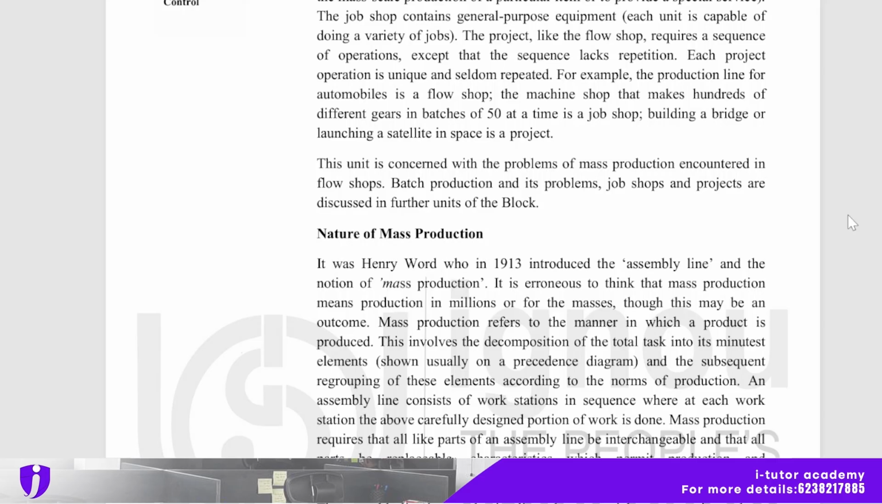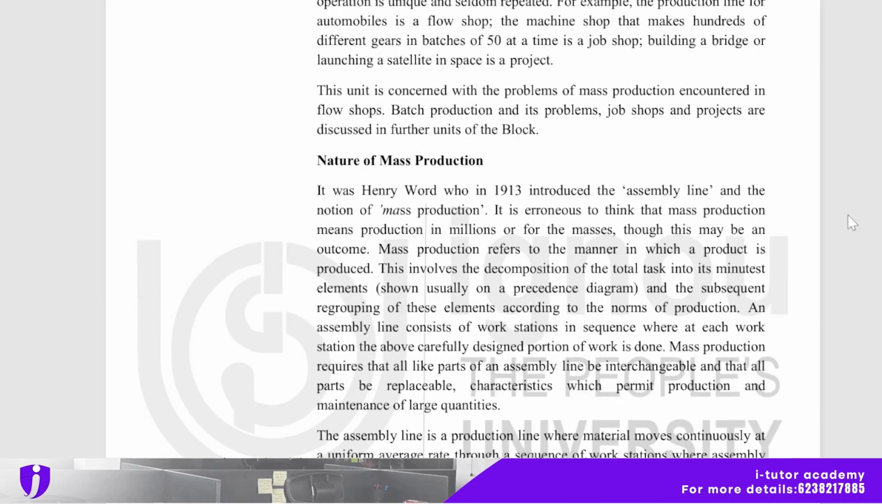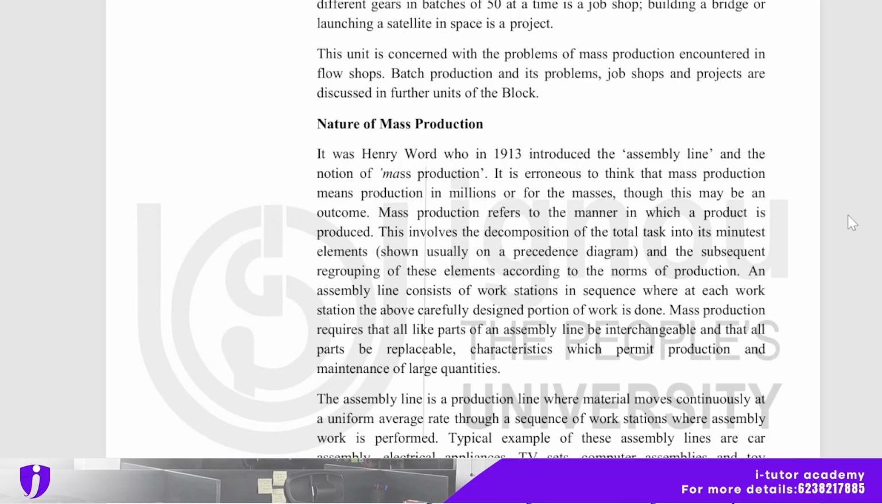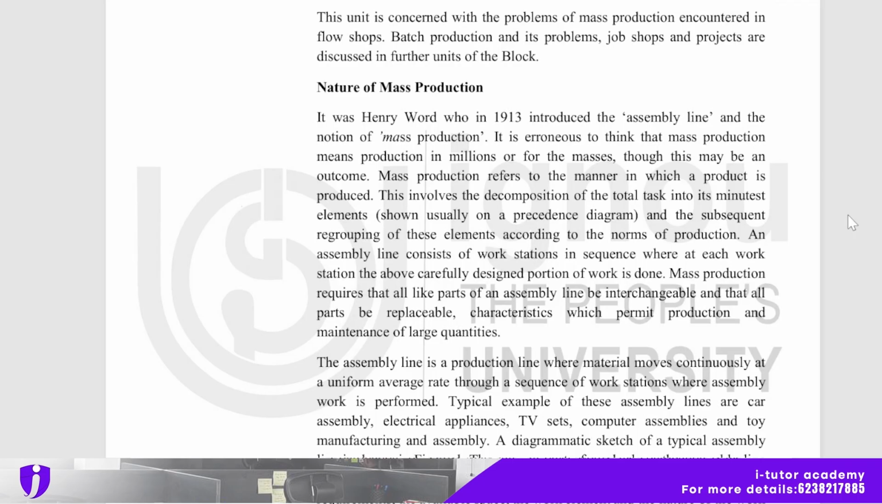For example, the production line for automobiles is a flow shop, and the machine shop that makes hundreds of different gears in batches of 50 at a time is a job shop. Building a bridge or launching a satellite in space is a project. So this unit is concerned with the problems mass production encounters in flow shops, and batch production and its problems, job shop and projects are discussed in further units of this block.